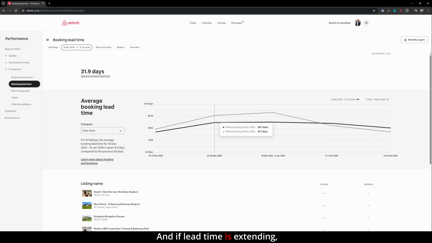And if lead time is extending, open your calendar earlier than you would usually do and protect peak dates sooner. Like if you have a busy period coming, like the Christmas holidays or the end of the year holidays, or anything special in your area, protect those peak dates sooner before they go. And avoid last minute panic pricing. Many hosts think that last minute bookings mean they need lower prices. Often it means the opposite. Demand exists, but availability is scarce.